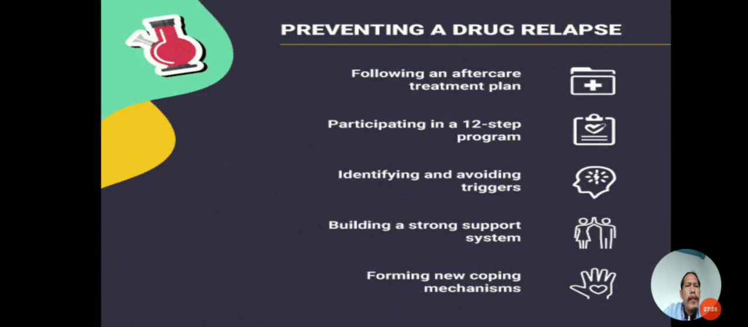In preventing a drug relapse: following an aftercare treatment plan, participating in a 12-step program, identifying and avoiding triggers, building a strong support system, and forming new coping mechanisms.